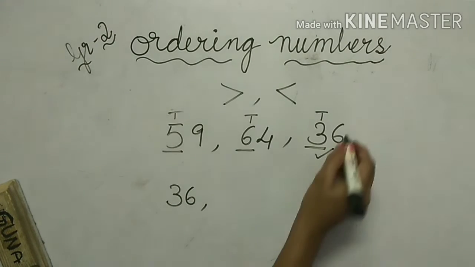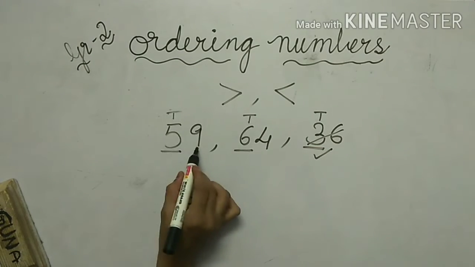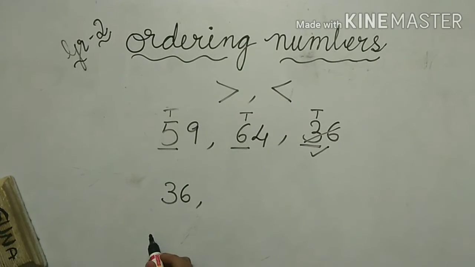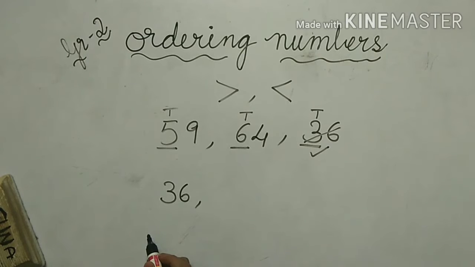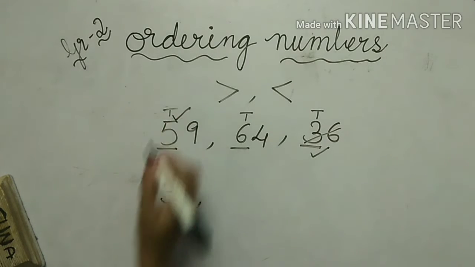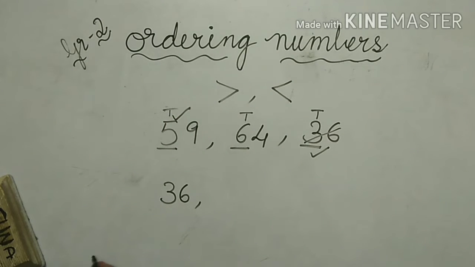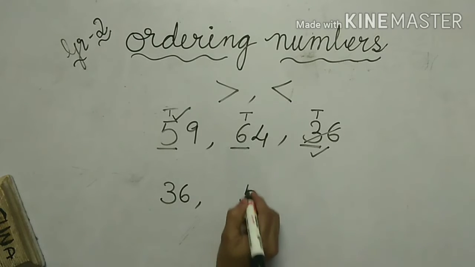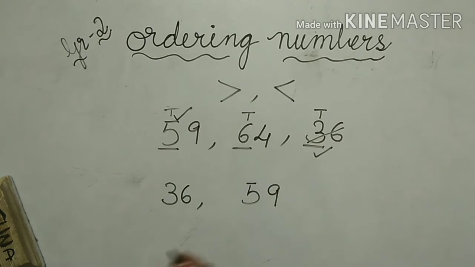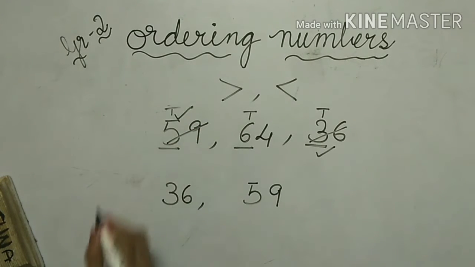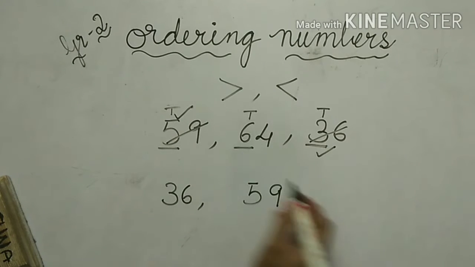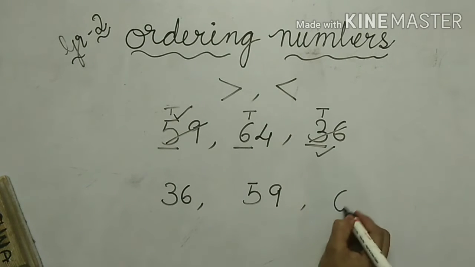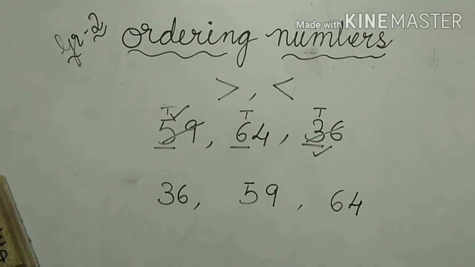36. Now 59, 64. Which has fewer tens? Yes, 59 has 5 tens. So next 59 will come in order. Next, which number is there? 64. This is the greatest number.